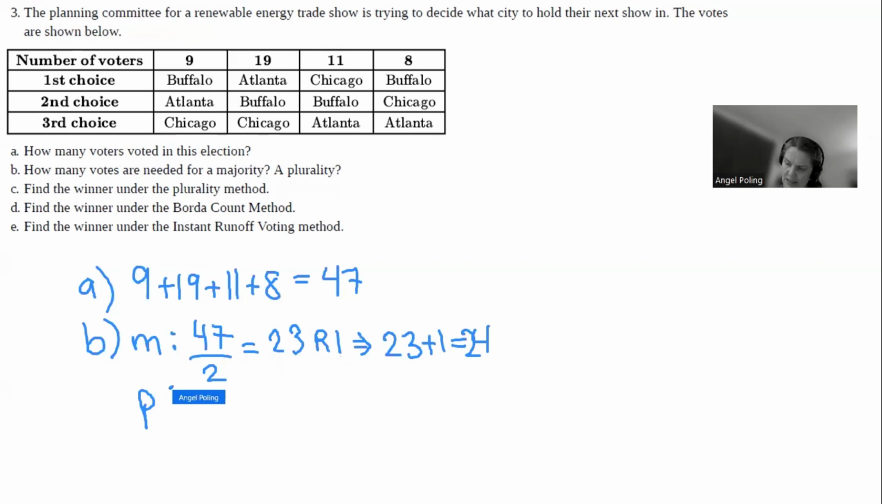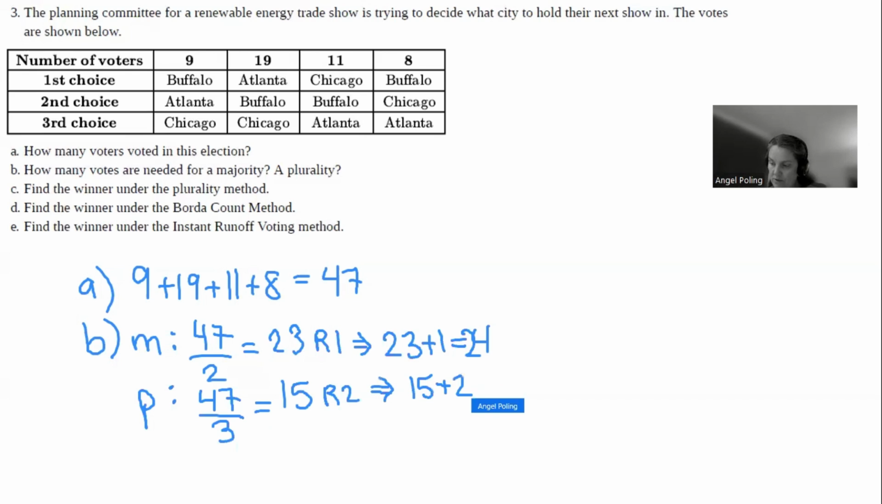And then the plurality, because there's three here, if we were trying to decide between a tie, then here we would have 15, remainder 2. And those 2 votes would go to the winner, because 15, 15, 15, the two votes there is going to break the tie. So plurality, the minimum would be 17.